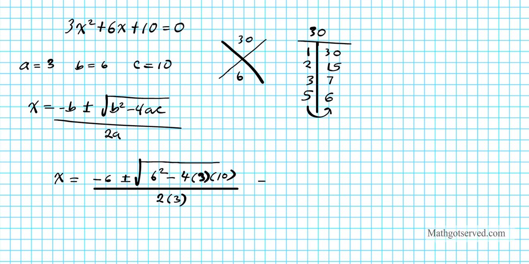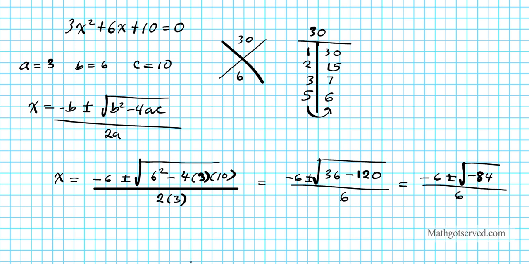We're going to have negative 6 plus or minus the square root of 6 squared is 36. 4 times 3 is 12, times 10 is 120. Minus 120 over 2a, 6. Okay? Alright, let's simplify further. This is going to become negative 6 plus or minus the square root of negative 84 divided by 6.